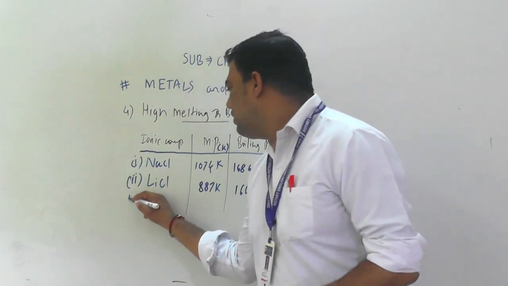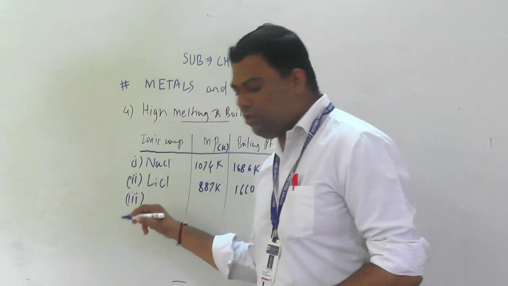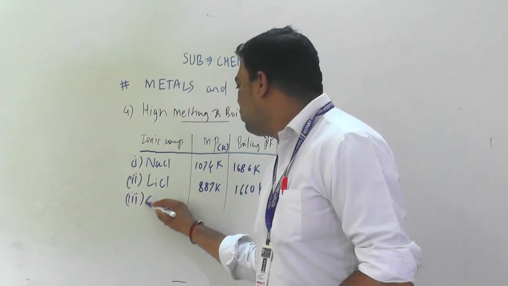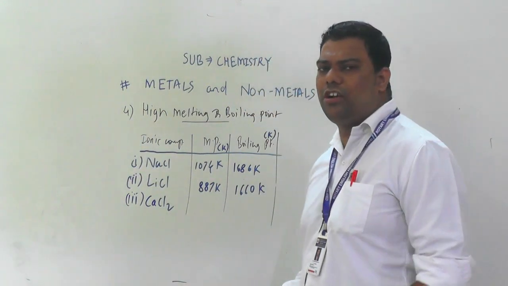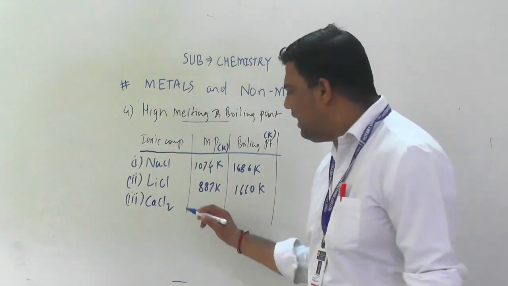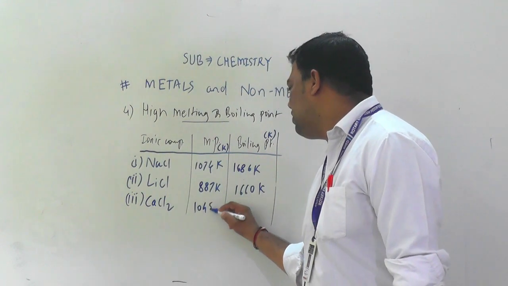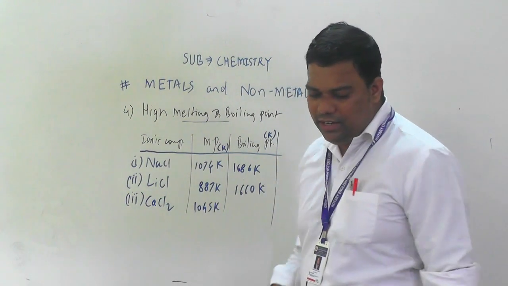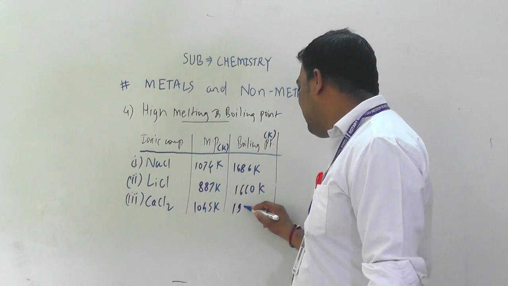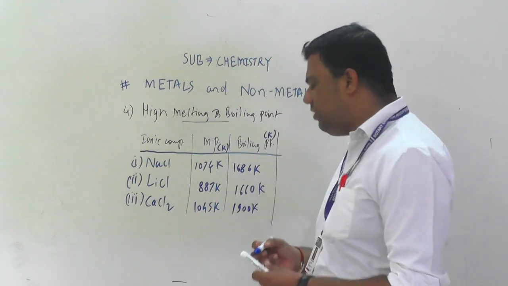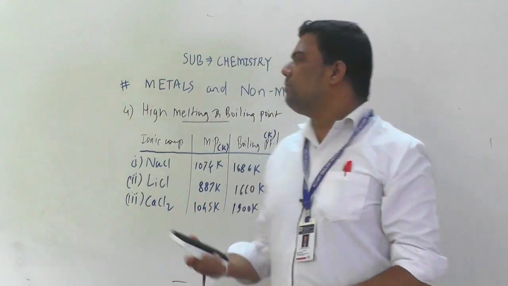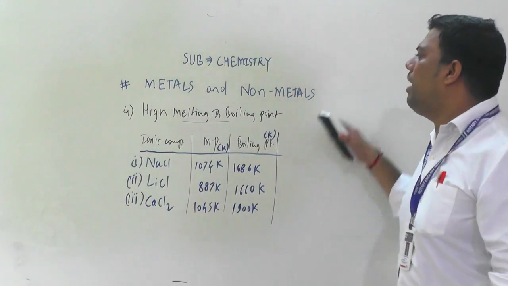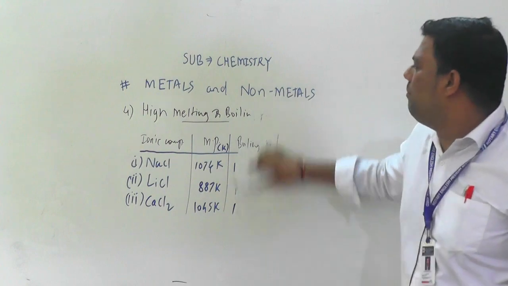One more we will discuss here, the third one: calcium chloride. The bond between metal and non-metal is an ionic bond. That also has a melting point of 1045 Kelvin and a boiling point of 1900 Kelvin. So these are a few examples we discussed, of the properties of ionic compounds.